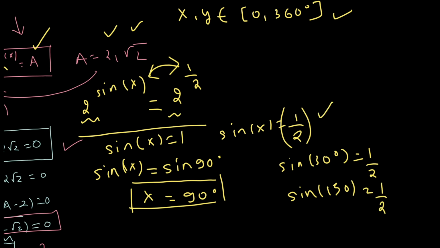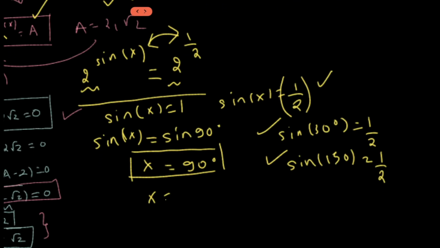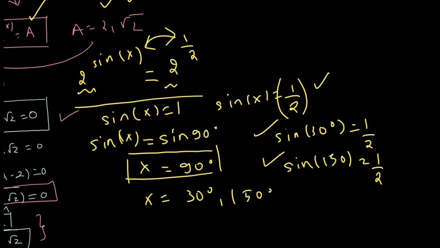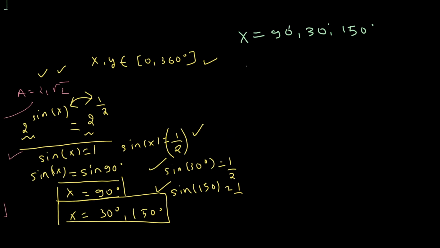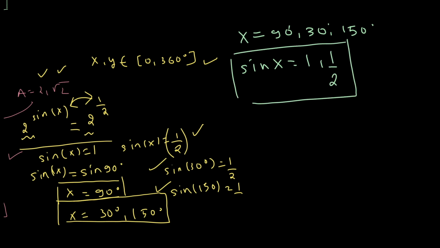So in comparing sine of x with sine 30 and sine 150, we can get the value of x equals to 30 degree and 150 degree. So finally the values of x are 90 degree, 30 degree, 150 degree. So I'm writing that thing over here, x equals to 90 degree, 30 degree and 150 degree. And the possible values for sine of x were equals to 1, 1 upon 2. Okay, so here we have got the value of x.